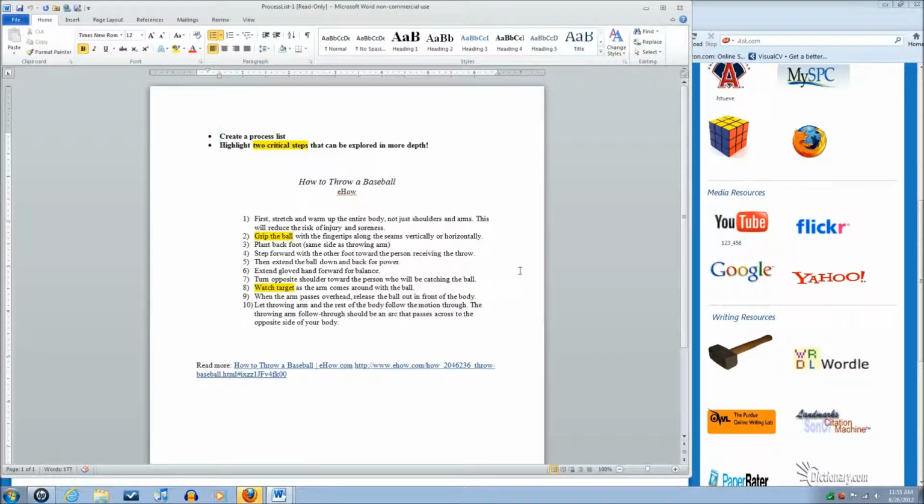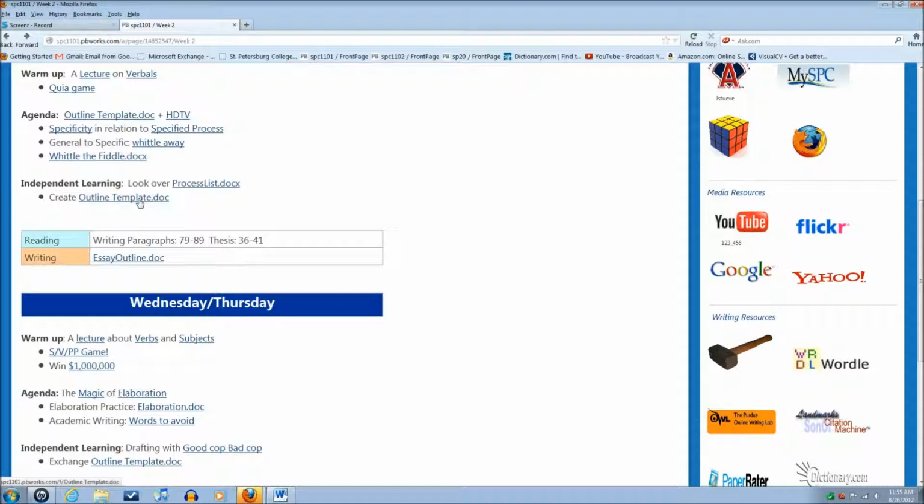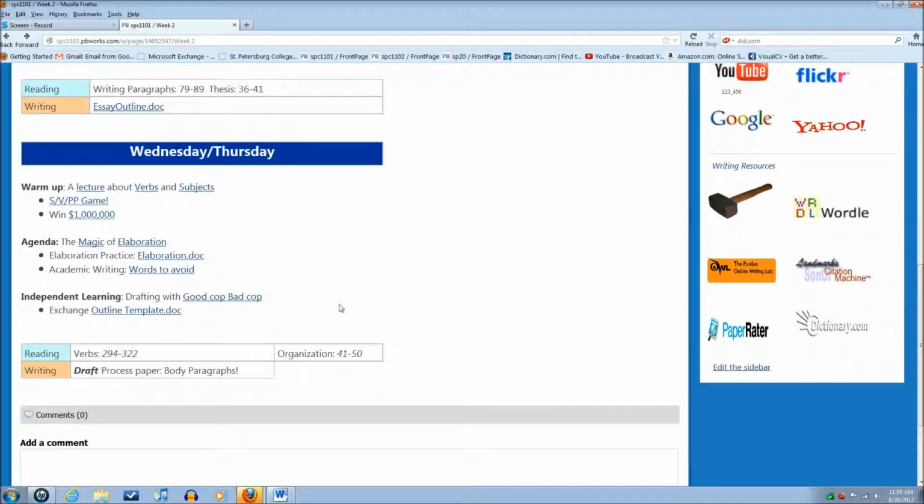It's important when you have your process list to select the 2 most important parts. The more specific they are, the easier it's going to be to write about them. That will help you 100% in the course. Lastly, create your outline template. This is your homework for Wednesday, and we do have time built in to be able to exchange those outlines.